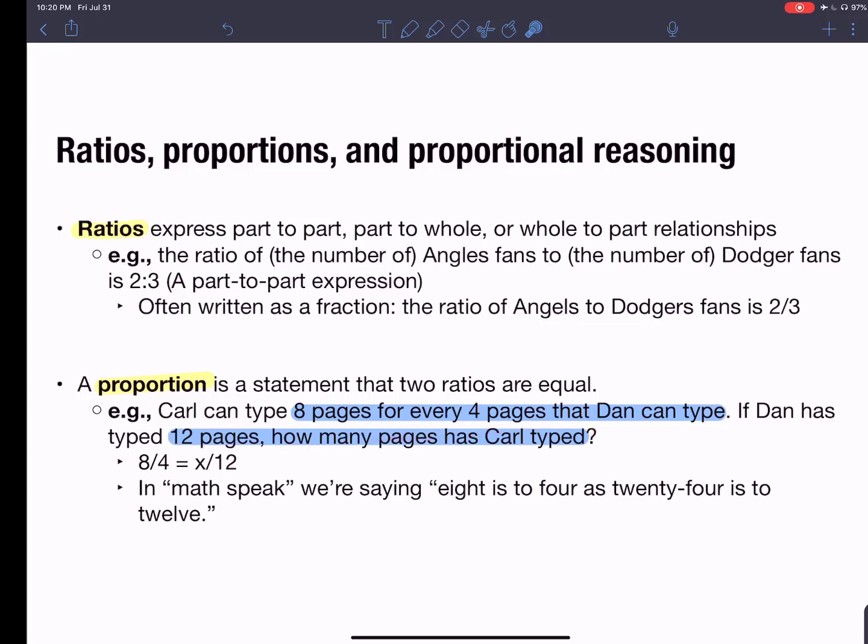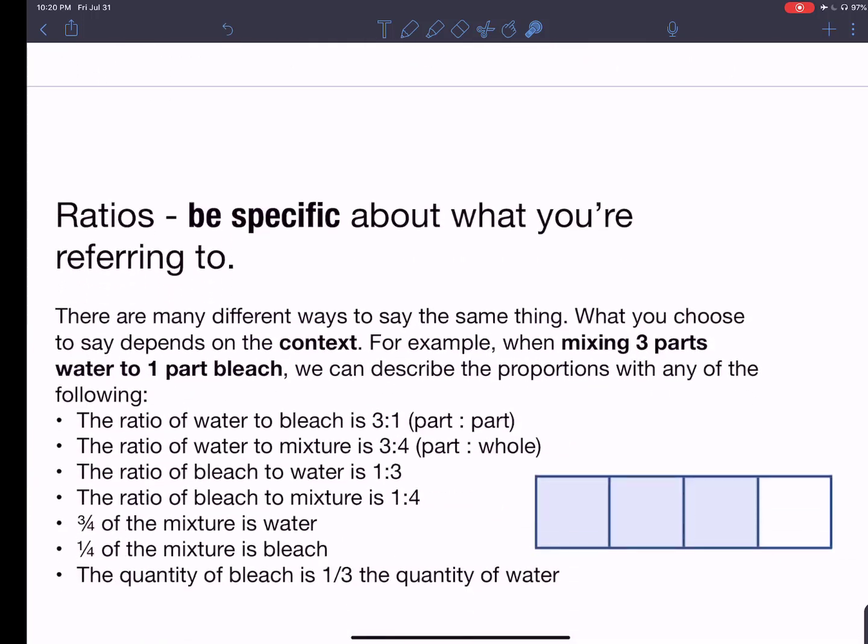How many pages has Carl typed? So in math speak, what we're saying is these blue phrases here, 8 is to 4 as 24 is to 12. So the answer here is that this x has to be 24 in order to get that to be correct, right? So that's the difference between a ratio and proportion. You'll hear that interchangeably, but it's not the same thing.